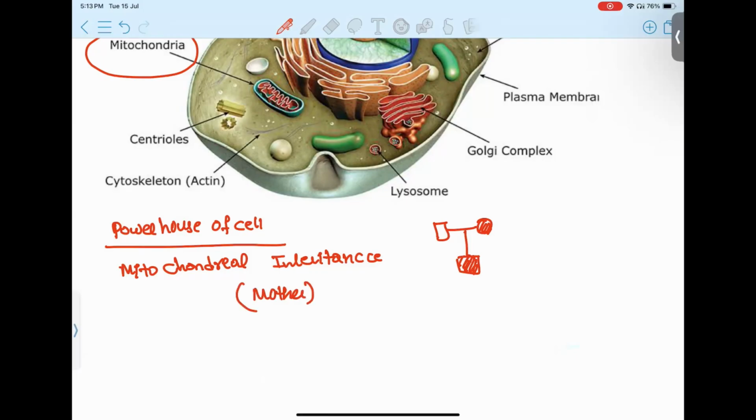So what is the example? The most common is seen with MELAS syndrome. This is a multisystemic disease. It will involve your retinopathy, it will involve your encephalopathy, and it will also involve other systemic diseases, right?